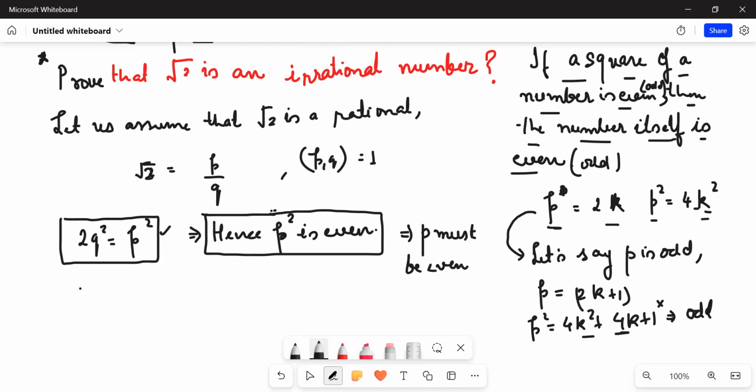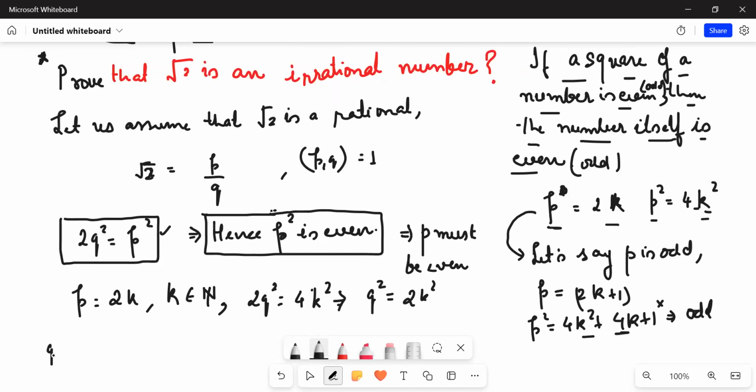And if p is even, let's say I write it as 2 times k, where k belongs to natural numbers, then clearly 2q square is equal to what? It will be equal to 4k square, and it will give you that q square is equal to 2 times k square. It implies that q square is also even. And if q square is also even, then q is even.